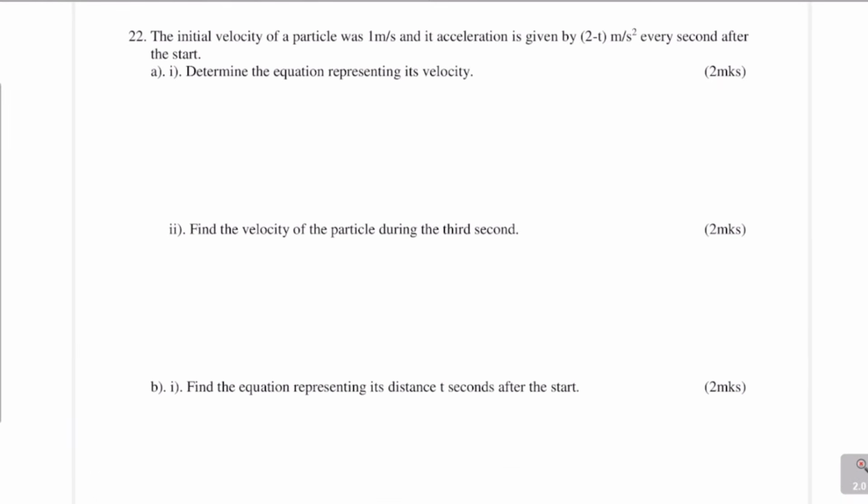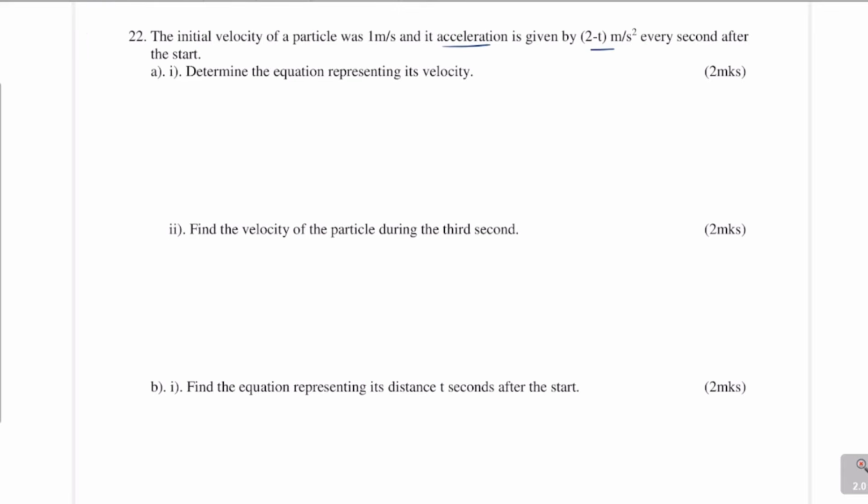Question 22. The initial velocity of a particle was 1 meter per second and its acceleration is given by 2 minus t meters per second squared every second after the start. Part A, 1. Determine the equation representing its velocity. What you're given is acceleration, and you're supposed to use acceleration to get velocity. So how do you do this?